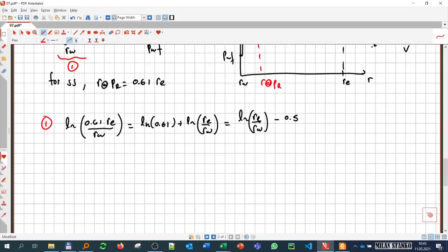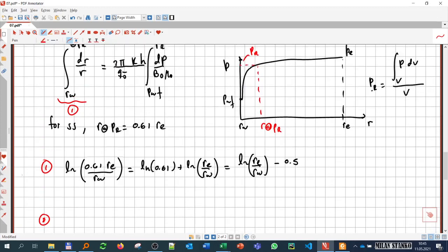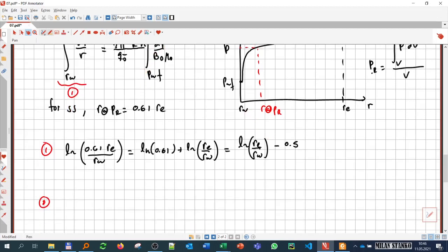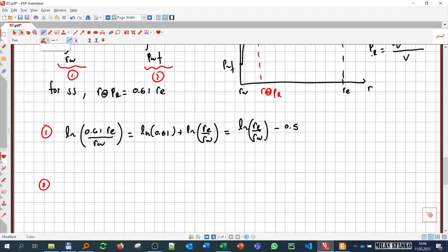Now for the second part, you see it's taking shape: the IPR will have all of these 2 pi kh, will have this ln, and then let's see what happens with this part. This we call 2. So 2 is the integral from PWF to PR of 1 over mu O BO dP.